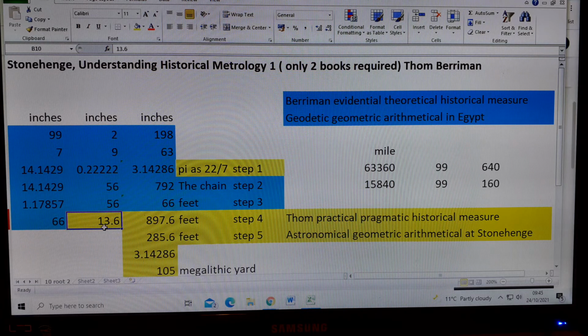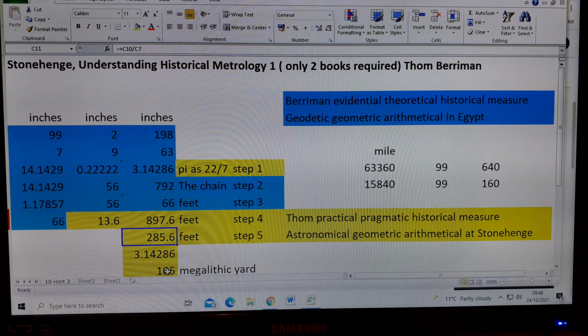Step 4: 66 times 13.6, which is 5 megalithic yards in feet, gives us the circumference of the Aubrey Circle, 897.6 feet. What we've done there is combine 2 different systems, the imperial system, the chain, and 5 megalithic yards from Thom's system. That's base 17 and 13, and that's base 11 and 7. And we use pi as 22/7, which gives us 285.6 feet. So that divided by that gives us pi as 22/7, and that divided by 2.72 gives 105 megalithic yards.